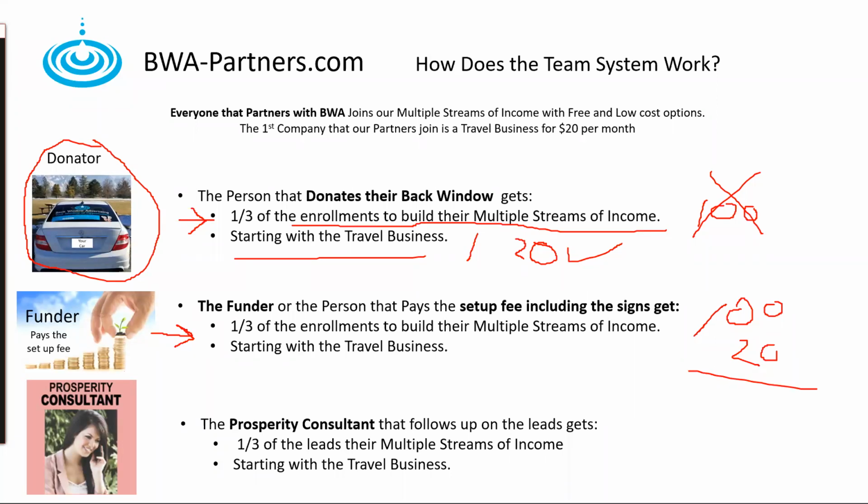You win and they win. It's a win-win situation. So guys, this is an auto build business that you get started for $120, and the $100 is the setup. Again, I recommend if you could fund your own startup, pay the $100, do that, and that way you get 2/3 of all the leads. But we want to make this work for everybody, and that's why we match donators with funders.